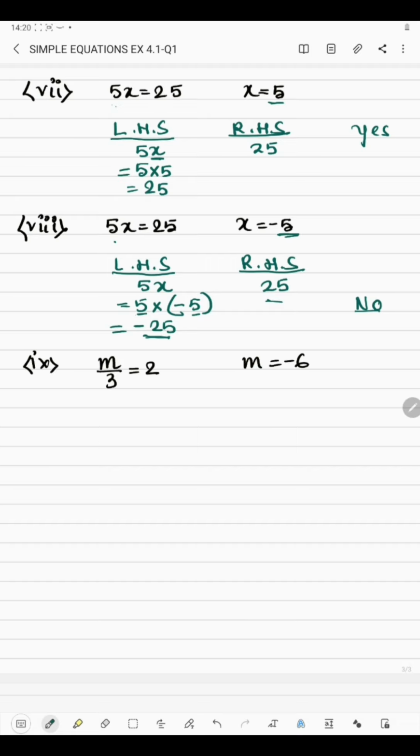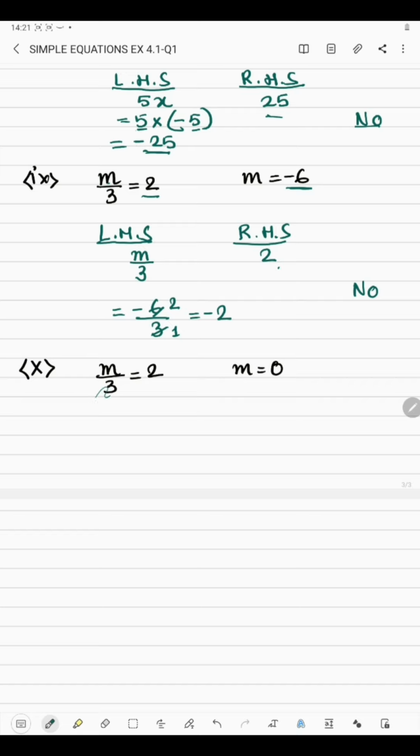Next. Now in the next part we have m by 3 is equal to 2. So on the left hand side we have m by 3, so we'll write that, and m by 3 means m is divided by 3 and the value of m is -6 here. So that means -6 is divided by 3. Now 3 ones are 3, 3 twos are 6. So what we have got is -2, and on the right hand side we have +2. Again, see, the value is same but the sign is not same, so it's not equal. Left hand side is not equal to right hand side, so we'll write no.